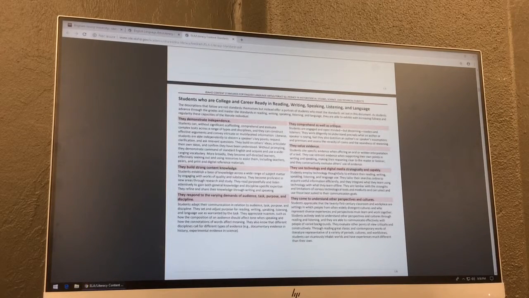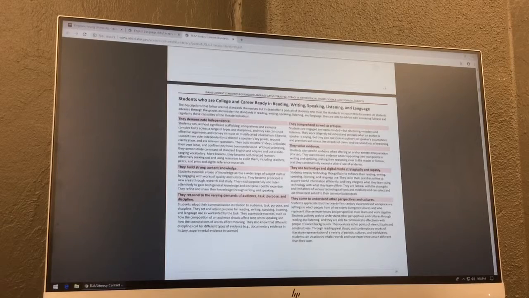Students comprehend as well as critique, so they can understand what's being shared, and they can also ask questions to understand things better, or to even question, is this accurate? Or to share alternate ideas from what the teacher shares. Students value evidence. They use evidence when supporting their own points. They can constructively evaluate others' use of evidence.